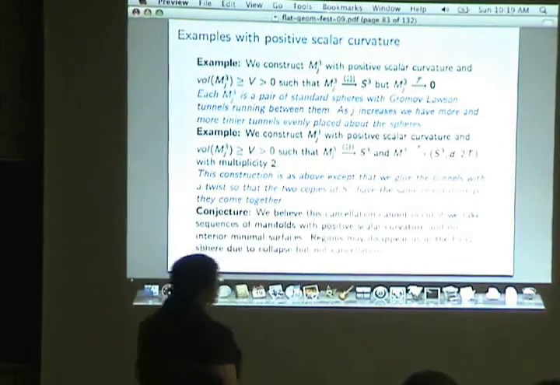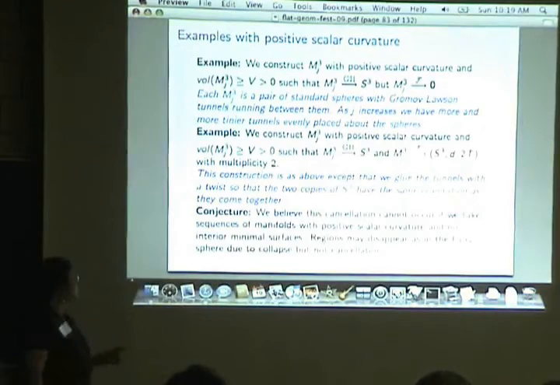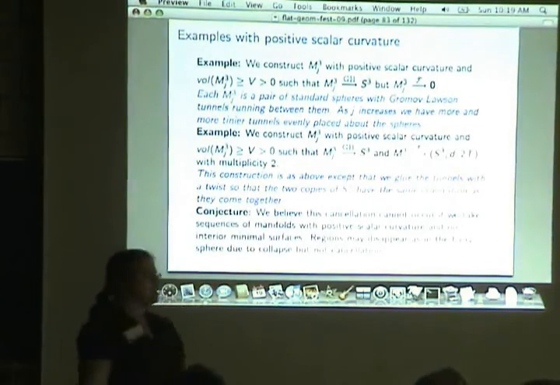So we believe the cancellation, and also the multiplicity thing, does not occur if you assume there are no interior minimal surfaces. We don't mind, and we want regions to disappear like the hairs, but you don't want cancellation of two different sheets. So this is a vaguely stated conjecture.